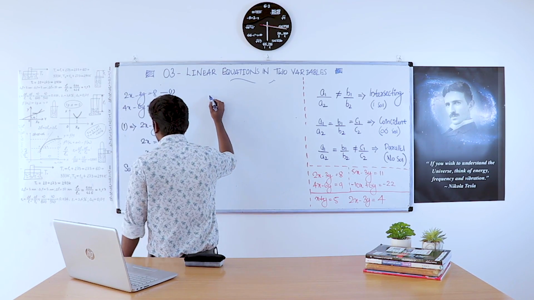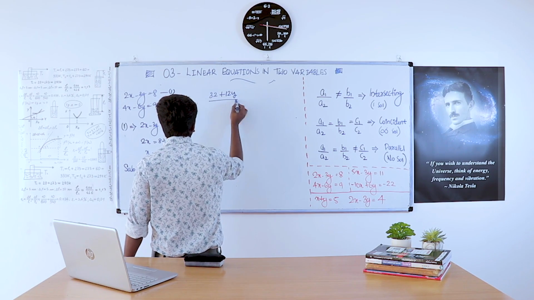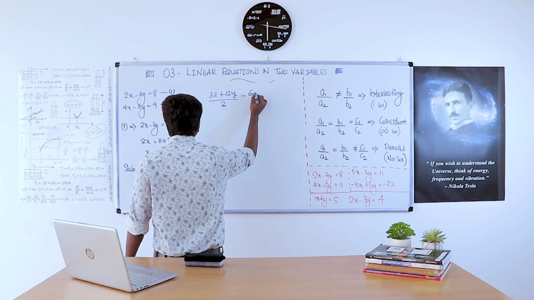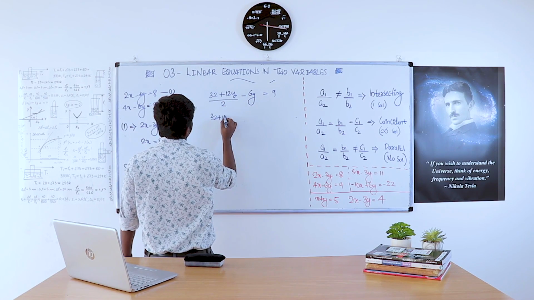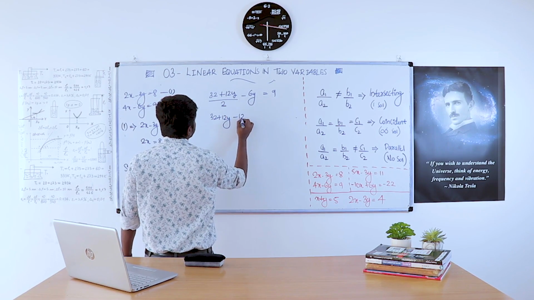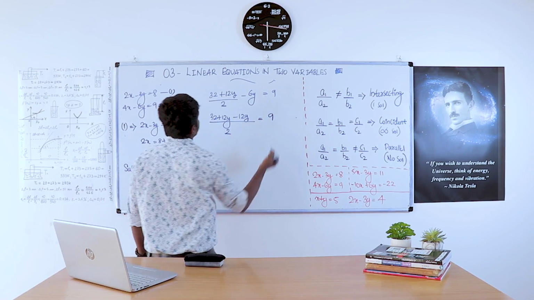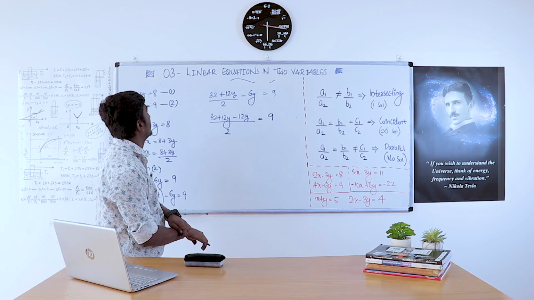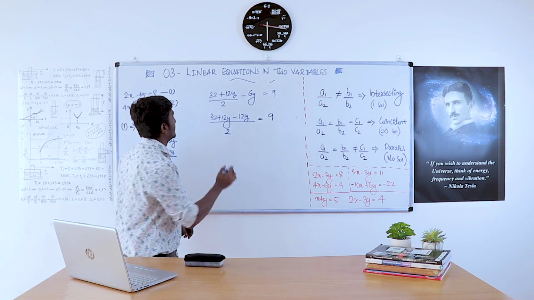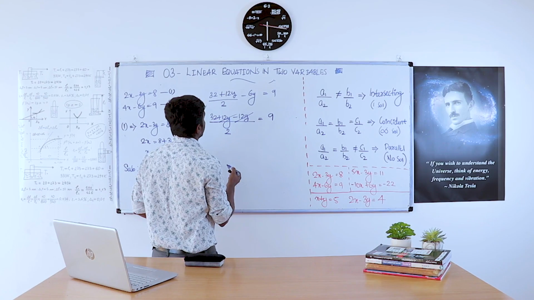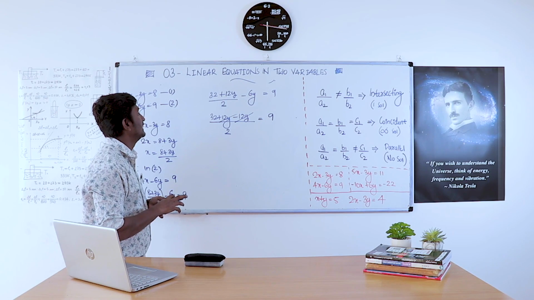Now solve it. 4 into 8, 32 plus 4 into 3, 12y, whole divided by 2, minus 6y equal to 9. Now cross multiply here. 32 plus 12y minus 2 into 6y, it is 12y, divided by 2 is equal to 9. 32 plus 12y minus 12y is equal to 9. What happens here? 12y minus 12y cancels each other.